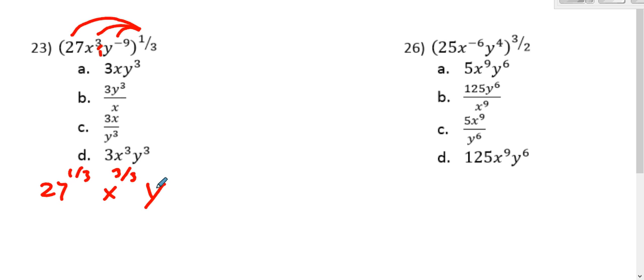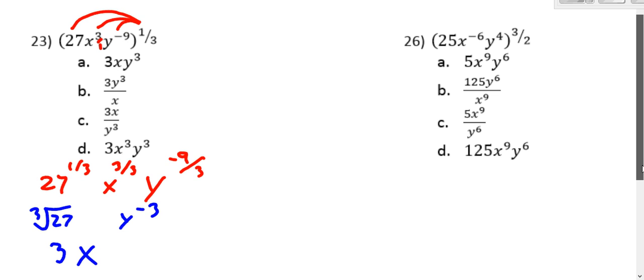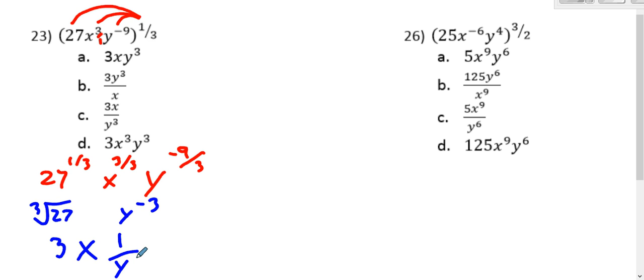Same idea with the y's. You get -9 times 1 over 3. Multiply the top numbers together, the numerators. So 27 to the 1/3 means cube root of 27, which is 3. X to the 3 over 3 is just x. And then y to the -9 over 3 would be y to the -3, which would be 1 over y to the 3rd. We have a 3x on top. We have a y to the 3rd on bottom in the denominator. C.